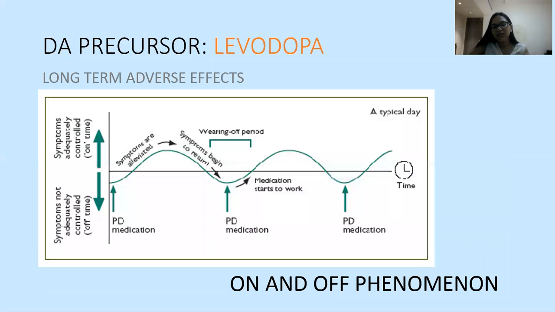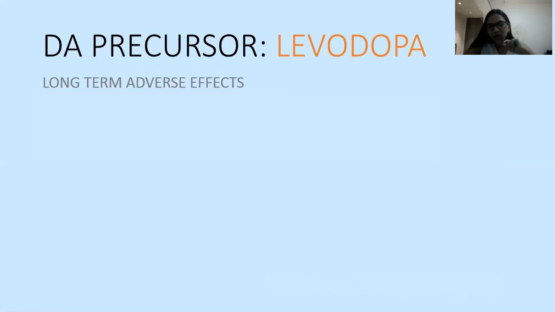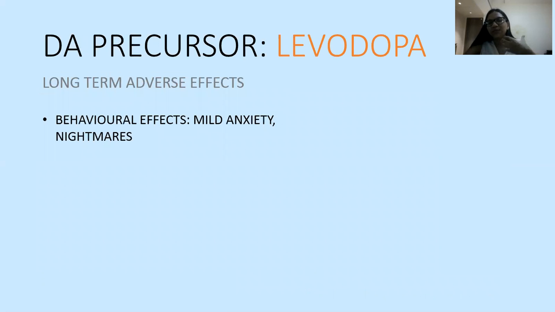There are some long-term adverse effects of levodopa as well, like the on and off phenomenon, which occurs when the medication is given, the symptoms of the patient are alleviated, the patient feels good. As soon as the medicine starts wearing off from the plasma, as it approaches more than 40 hours, the symptoms begin to return and the patient feels worse. And this becomes a cyclical process in a very short period of time, which is known as the on and off phenomenon. Now, the other long term effects include behavioral effects like mild anxiety, nightmares, sometimes hallucinations, etc.